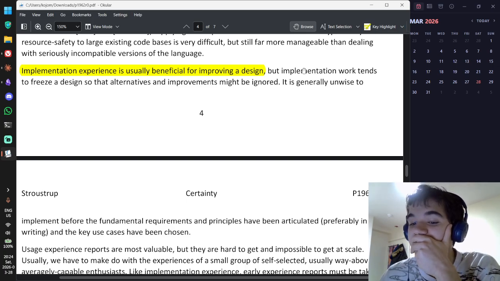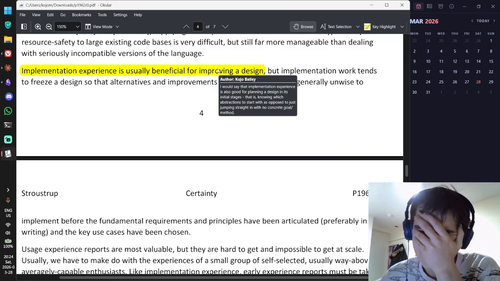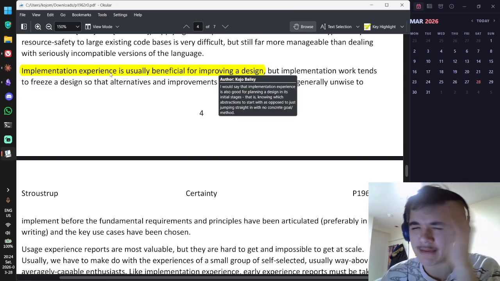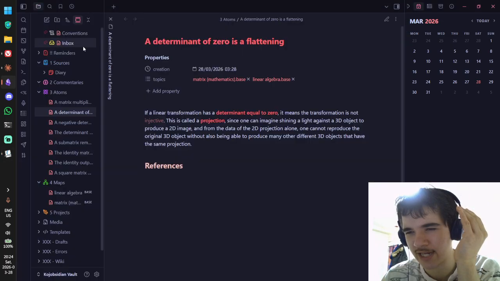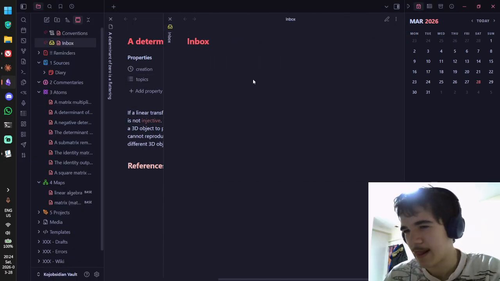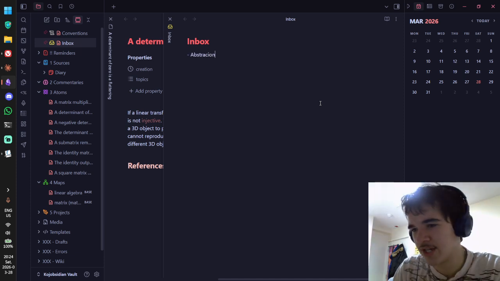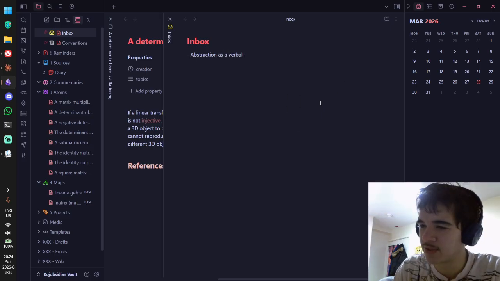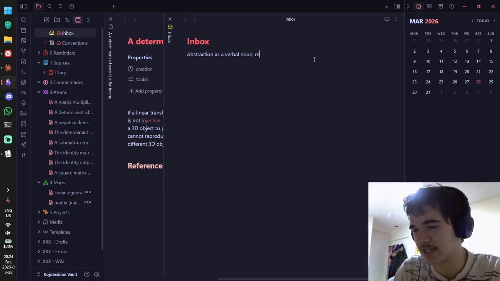Oh my god. Okay, so where do I even write that? Oh my days. I'm gonna put it in my inbox. Yeah, I should use my inbox at some point. Abstraction versus abstraction as a verb. Abstraction as a verbal noun. Sorry, it should be a list.